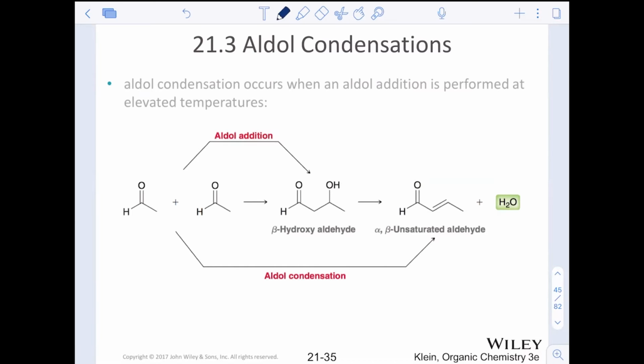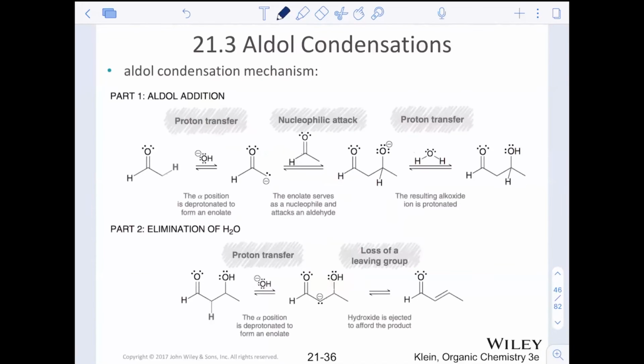So where aldol addition, which was sodium hydroxide in water, produced the beta hydroxyaldehyde, simple aldehydes work with this. Ketones, not so much. The aldol condensation works for aldehydes or ketones, and the only addition that we have is heat to make that alpha beta unsaturated aldehyde or ketone, and it's irreversible. So let's go ahead and look at that mechanism. We're going to start at the whole thing, all right? So starting with aldol addition and then follow it up with the elimination of water.